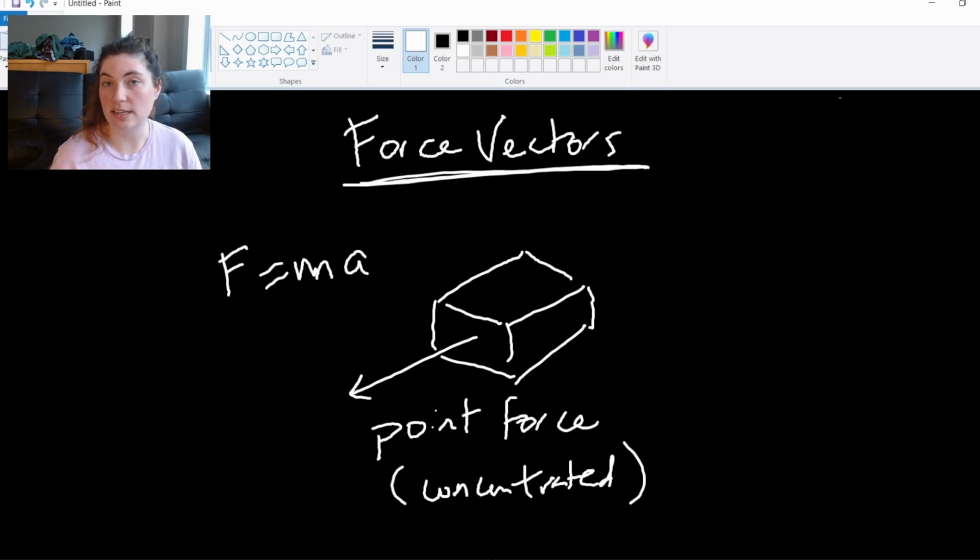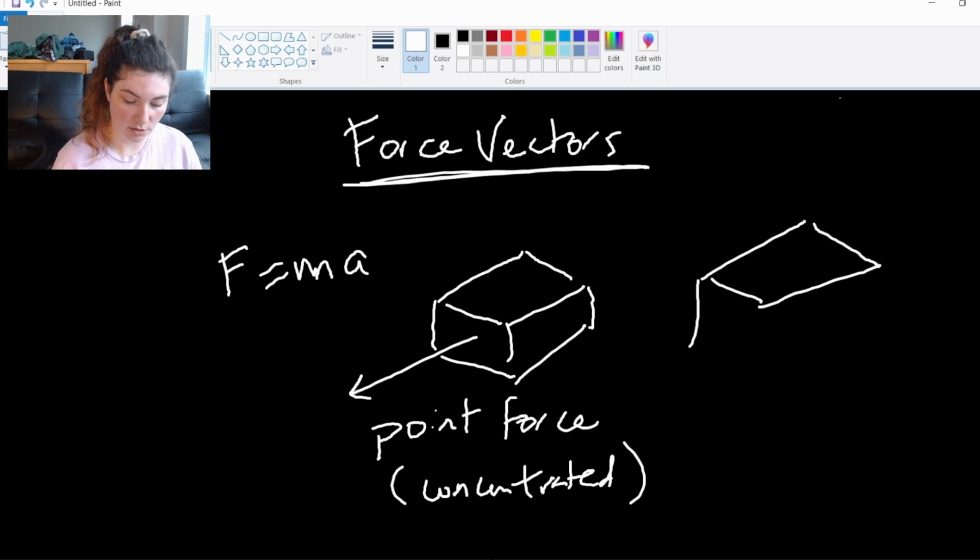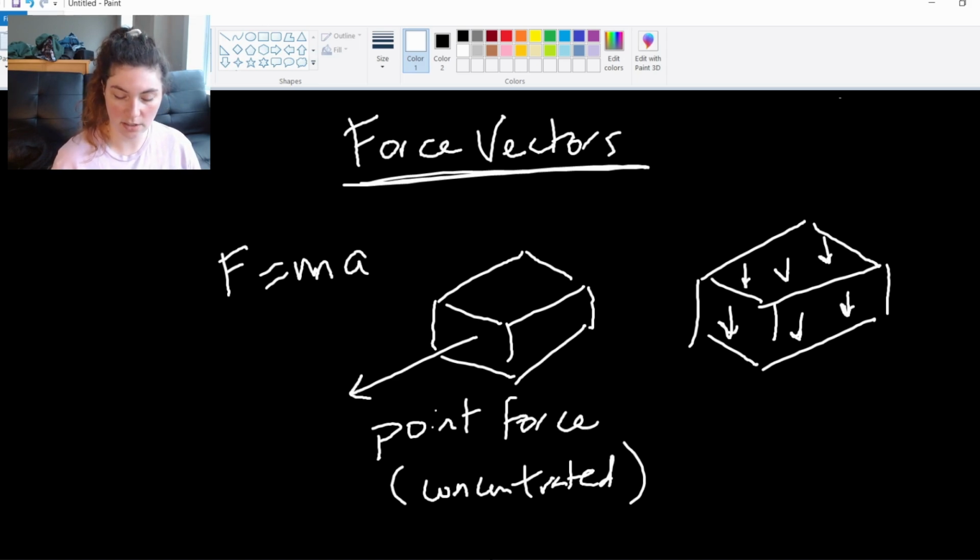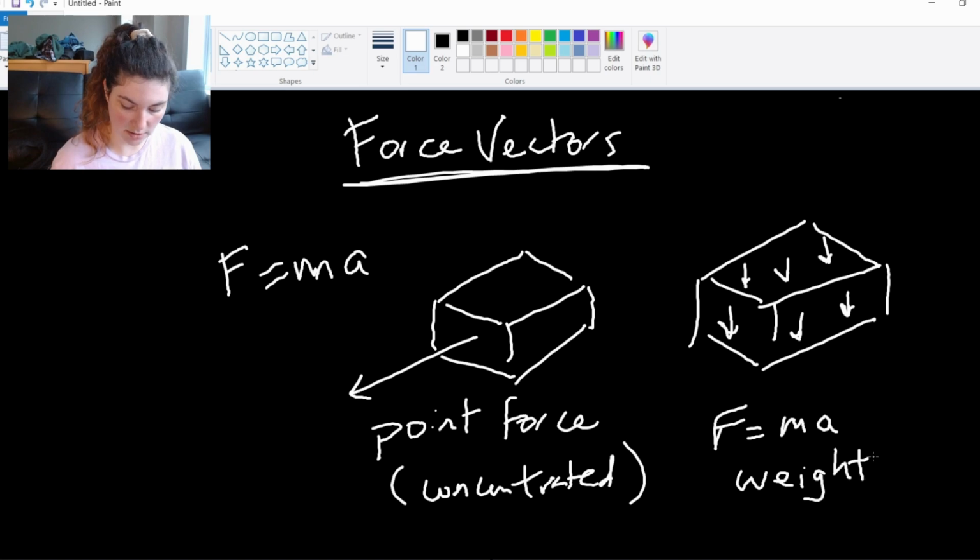We've often seen it in physics represented as weight, right? So when I have a box that's just sitting on the ground, that box has a force because of gravity. F equals ma. M is the mass of the box. Acceleration is acceleration due to gravity. So the weight of an object, that is a force. We often call that a body force.